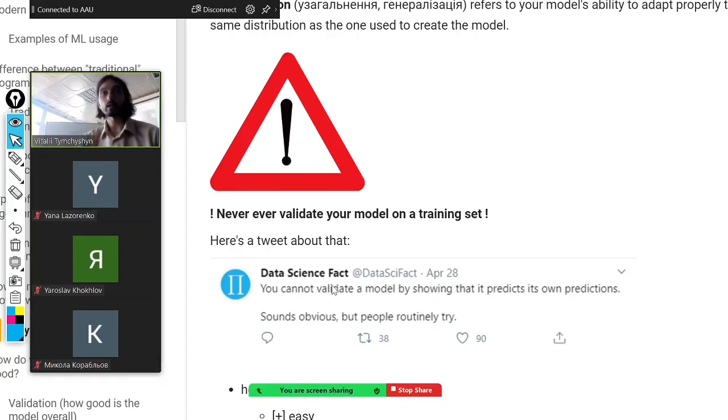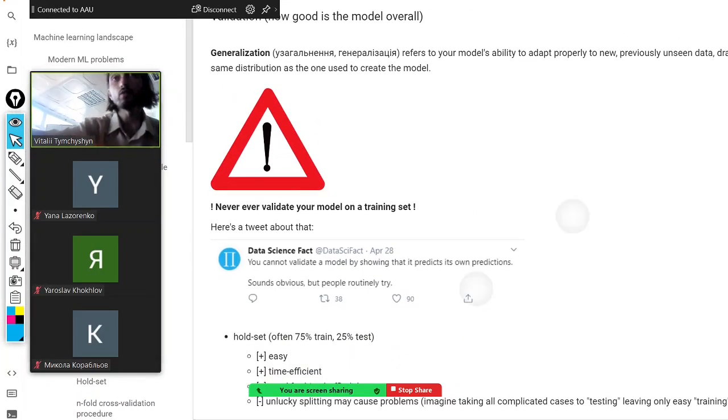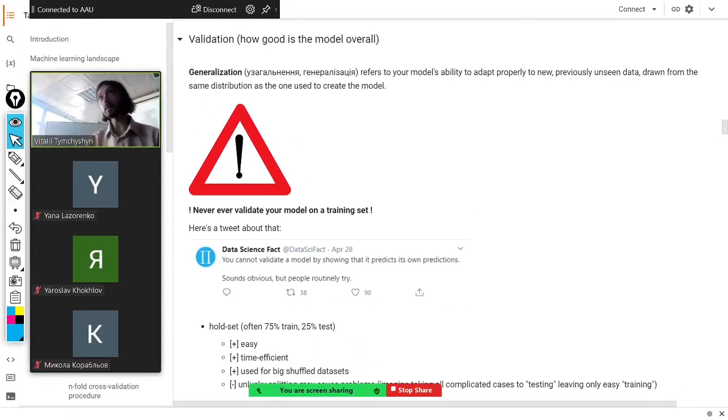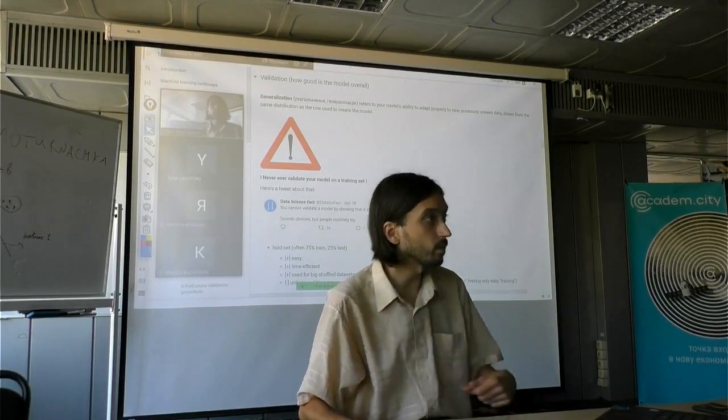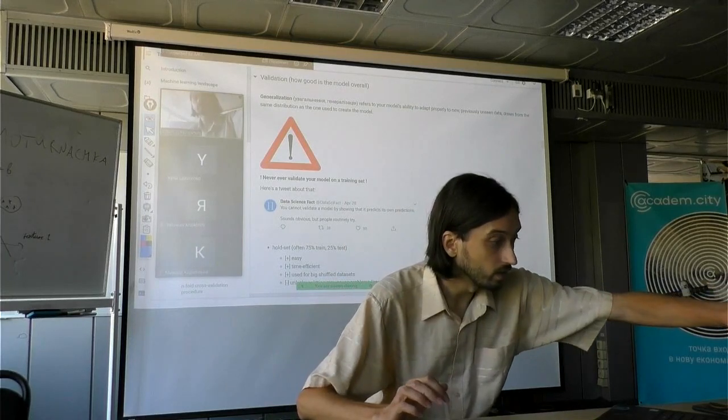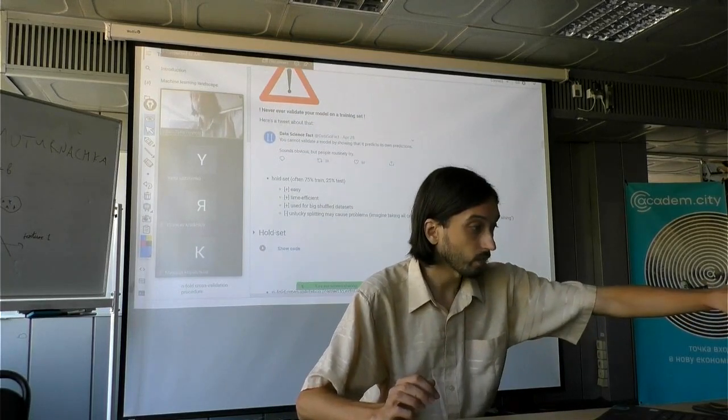There's a really nice tweet I have even posted here. Data science fact: you cannot validate a model by showing that it predicts its own predictions. Sounds obvious, but people routinely do. And that's really the case. If you are validating your model on your training set, you are basically validating that it predicts its own predictions. It doesn't make any sense, so don't do that. You need a separate set.